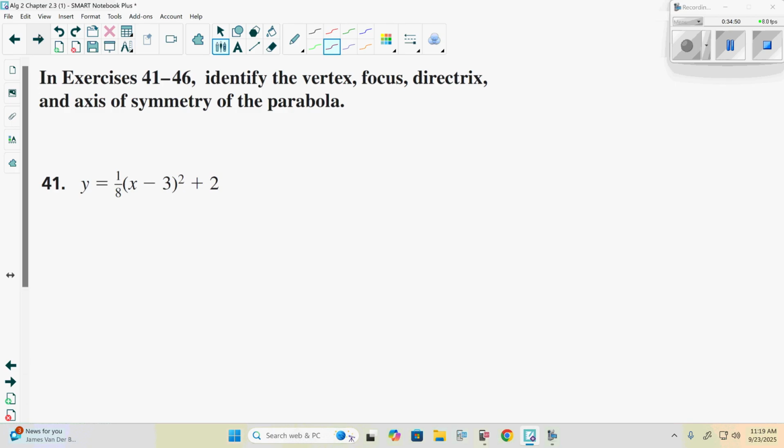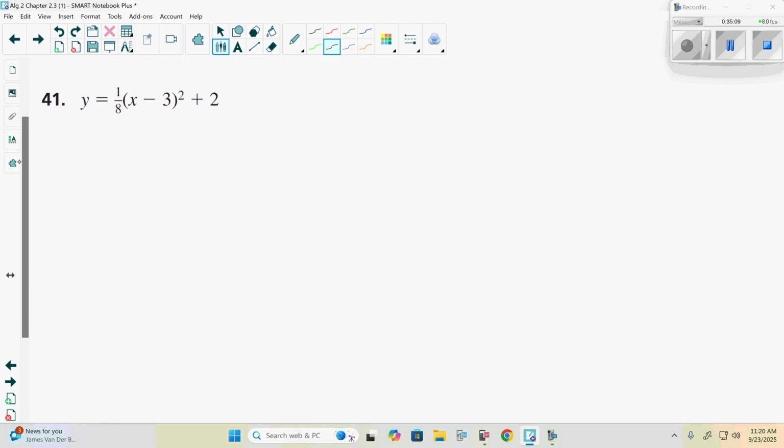Now, the only other piece we have with this, because we're not going to get through all of these today, is taking the equation and going back to our vertex, focus, directrix, and axis of symmetry. And as we look at this equation, there is more written on your paper than mine. I took that piece out.